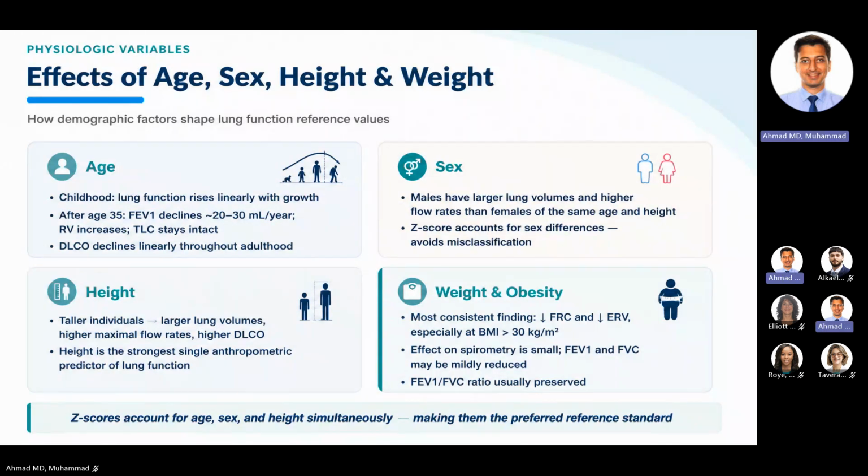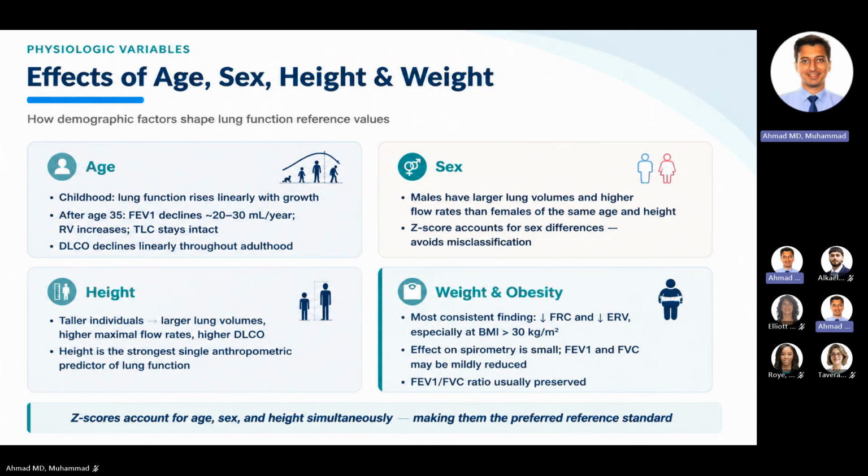There are physiological variables in your pulmonary function test as one gets older. With regards to age, during childhood, your lung function rises linearly with growth. After the age of 35, your FEV1 declines by 20 to 30 ml per year. This is not considered significant in individuals who are normal, that is, who have not smoked and who do not have interstitial lung disease or COPD. But this is extremely important for individuals with advanced lung disease.